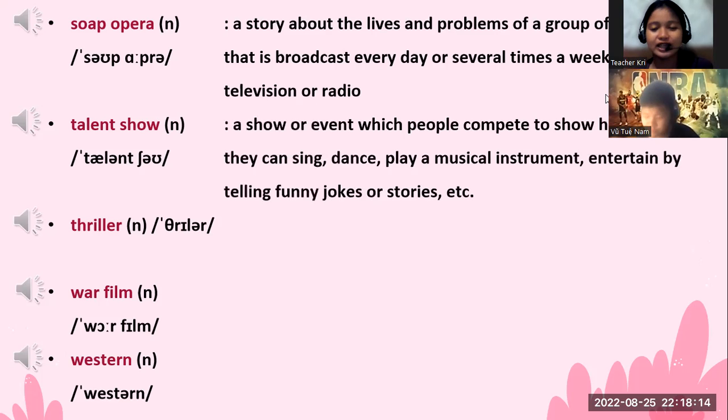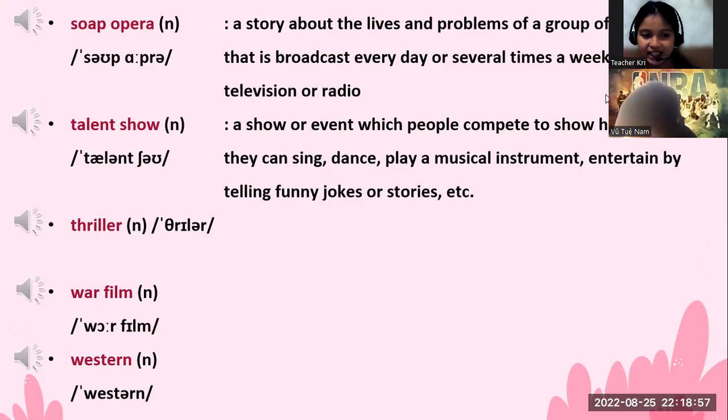Okay, now let's have the next one, talent show. Talent show. Okay, so a talent show is a show or event in which people compete to show how well they can sing, dance, play a musical instrument, entertain by telling funny jokes or stories, etc. A show or event where people compete to show how well they can sing, dance, play a musical instrument, and entertain by telling funny jokes or stories, etc.